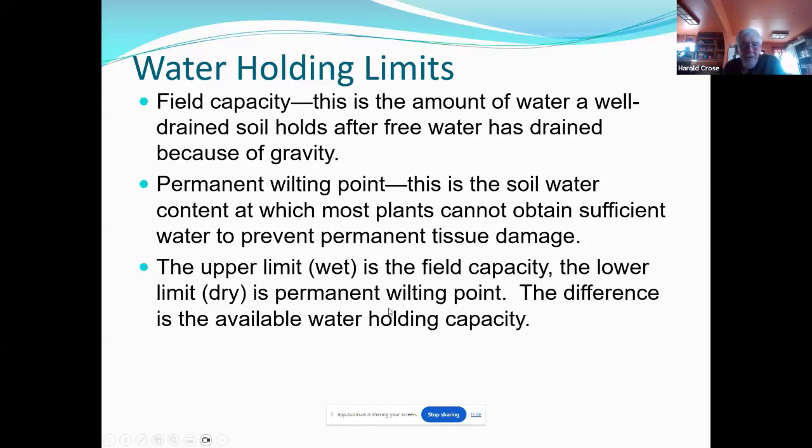The upper limit, wet, is the field capacity. The lower limit, dry, is the permanent wilting point. The difference is available water capacity. So when it's totally full versus when it gets down to a percent you've decided to draw it down to, the difference between those two is how much water is in the holding capacity, and it's going to dictate how much you apply in subsequent irrigations.